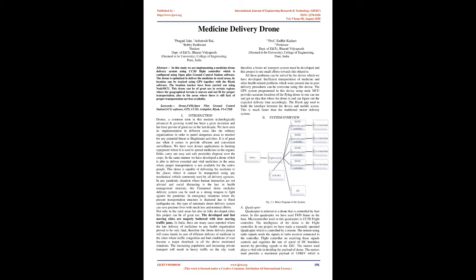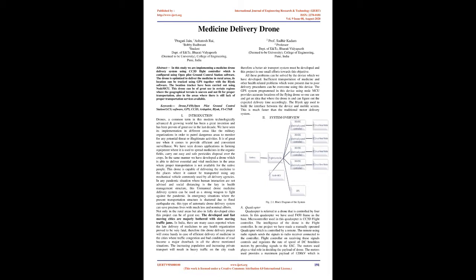In the same manner we have developed a drone which is able to deliver essential and vital medicines in the areas where proper transportation is not available for the native people. This drone is capable of delivering the medicine to the places where it cannot be transported using any mechanical vehicle commonly used by all delivery agencies. In any pandemic situation where human interaction is not advised and social distancing is the key in health management structure, this unmanned drone medicine delivery system can be used as a strong weapon to fight against the pandemic. In emergency situations where the present transportation structure is shattered due to flood, earthquake, etc., this type of automatic drone delivery system can save precious lives with much less and nominal effort.